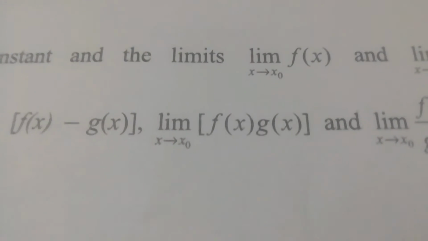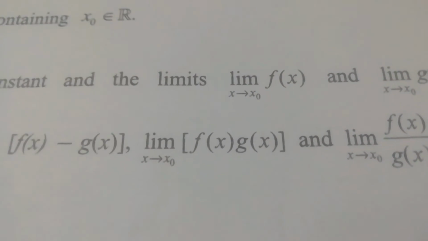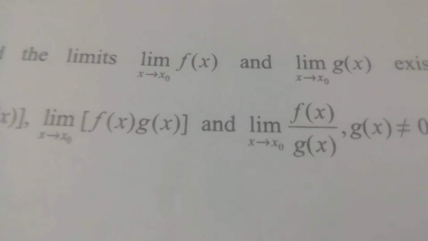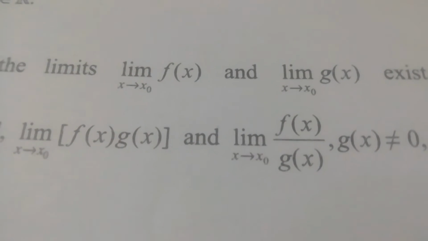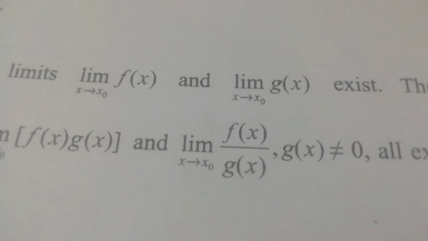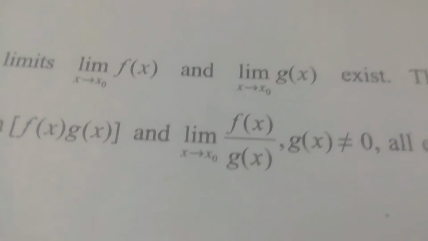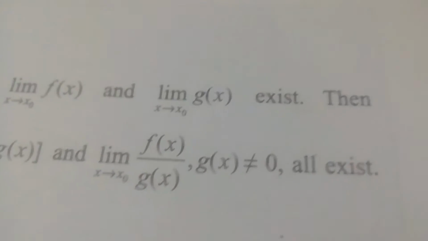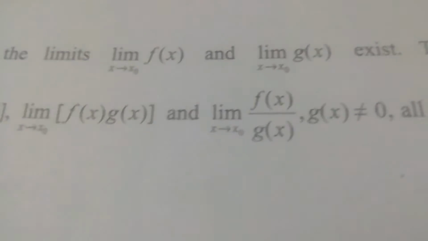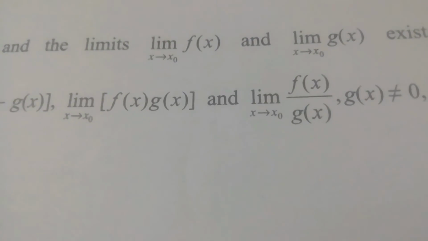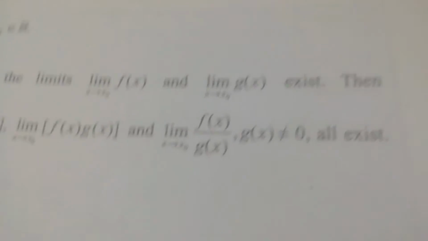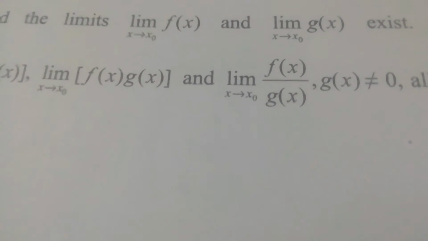If both exist, then f of x into g of x also exists. If both exist, then f of x divided by g of x also exists, but with only one condition: g of x cannot be equal to 0. If we divide by 0, we get infinity. So all exist. If the limits of f of x and g of x exist, then the sum, subtraction, multiplication and division all exist. That is the second theorem.